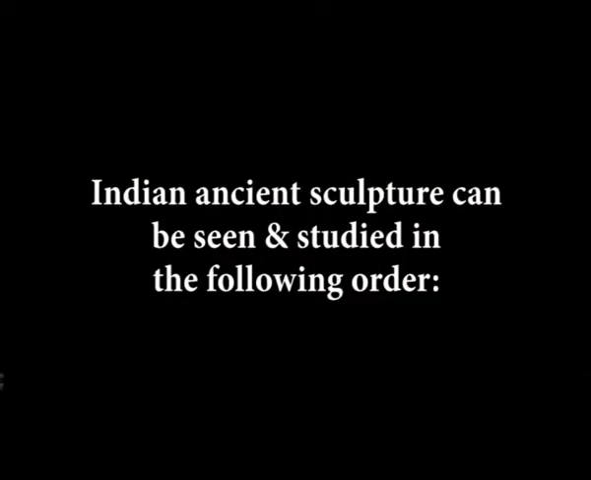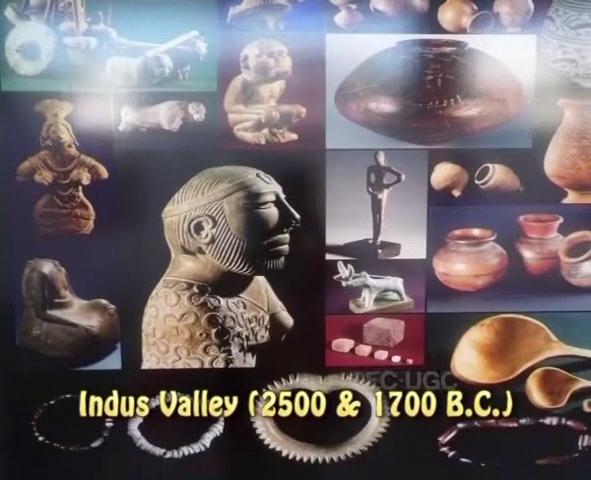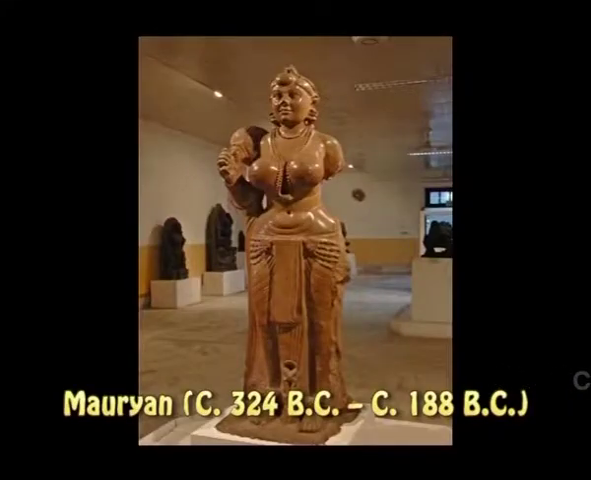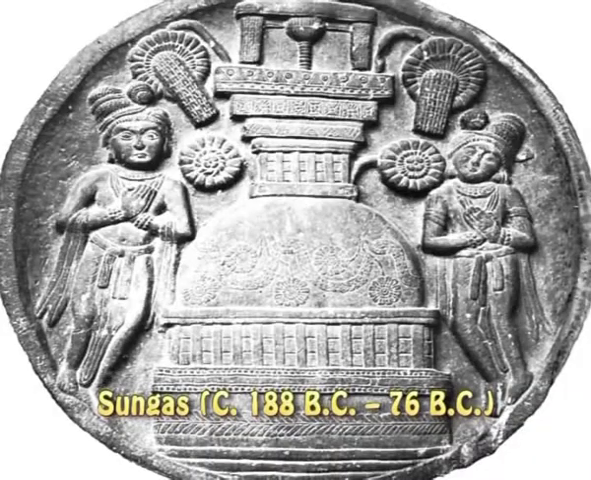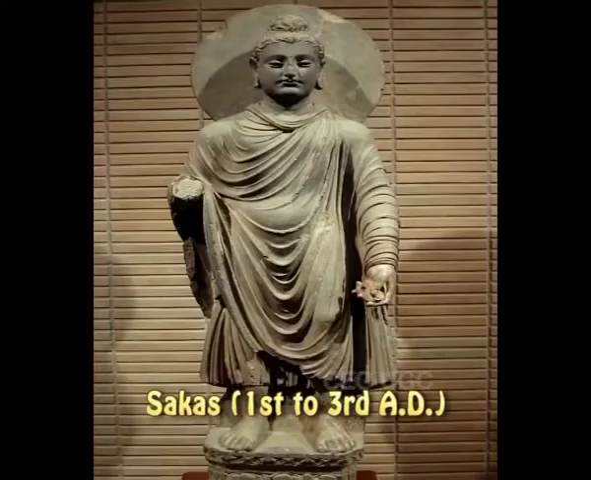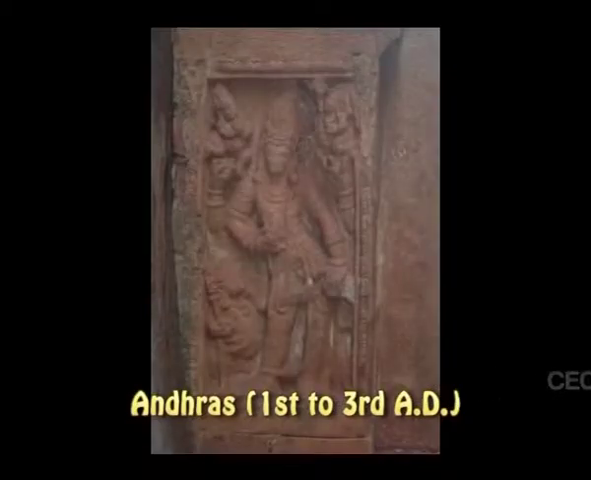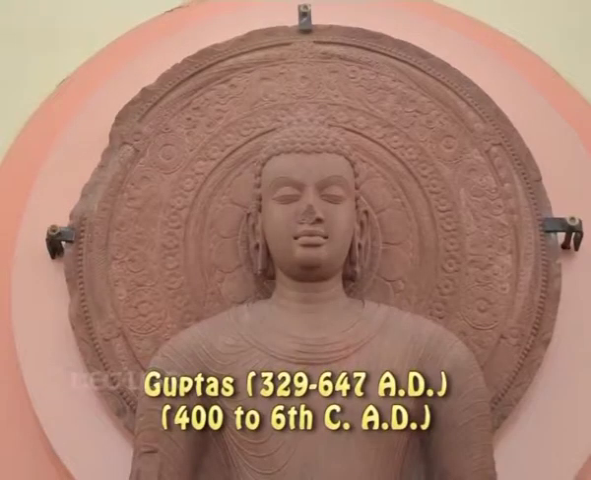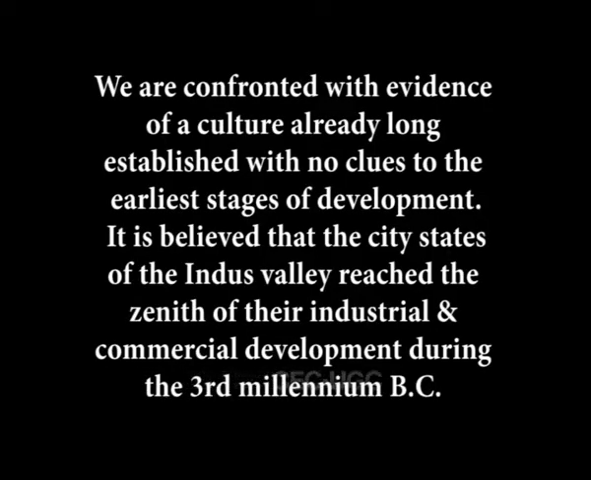Indian ancient sculpture can be seen and studied in the following order: Indus Valley civilization, Mauryans, Shungas, Kushanas, Shakas and Andhras, Guptas. The most interesting fact about the discoveries of the Indus Valley civilization and further is that we are confronted with evidence of a culture already long established, with no clues to the earlier stages of development.